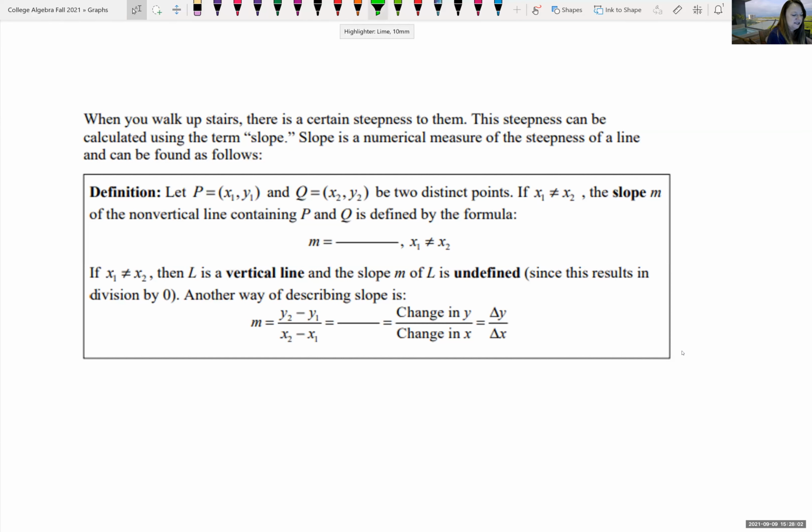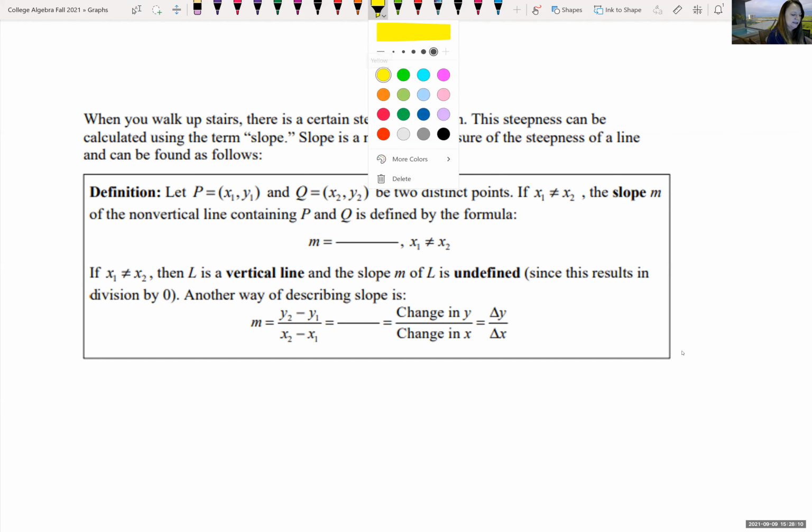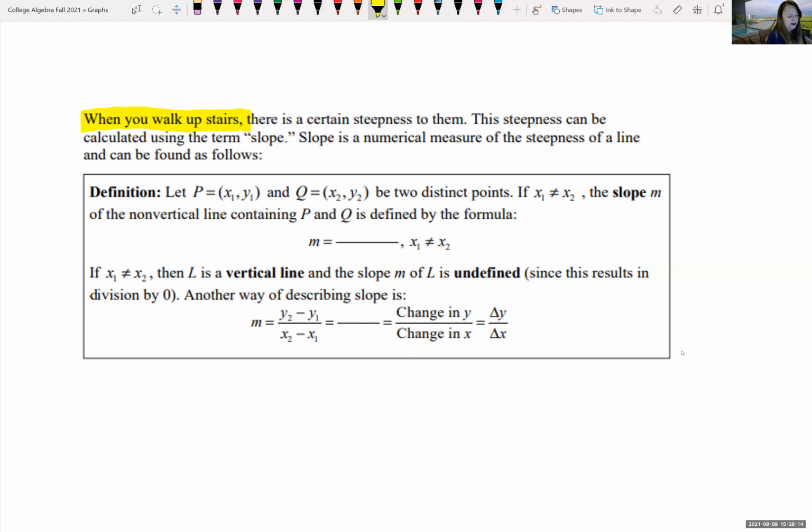So slope talks about the steepness of a line or a curve. We're going to just be talking about lines in this class. So the following says, when you walk upstairs, there is a certain steepness to them, right? The steepness can be calculated by using the term slope. Slope is the numerical measure of the steepness of a line and can be found as follows.